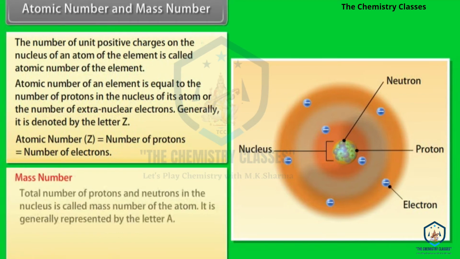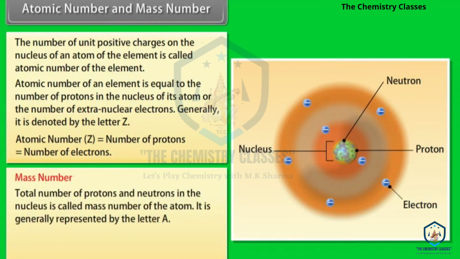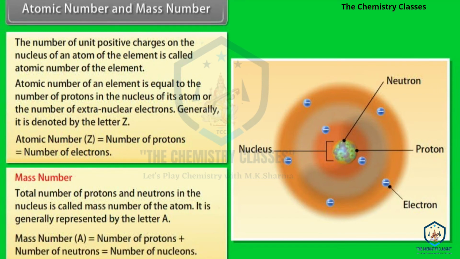Mass number. Total number of protons and neutrons in the nucleus is called mass number of the atom. It is generally represented by the letter A. Mass number A is equal to number of protons plus number of neutrons, which is equal to number of nucleons.